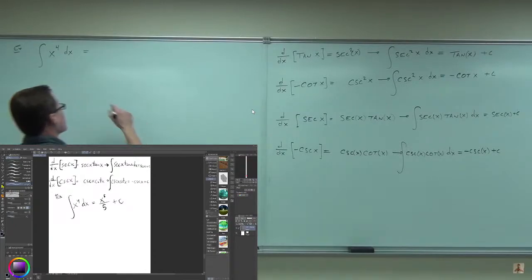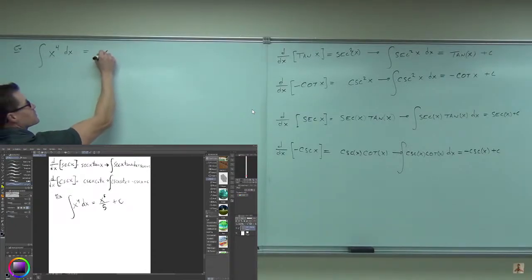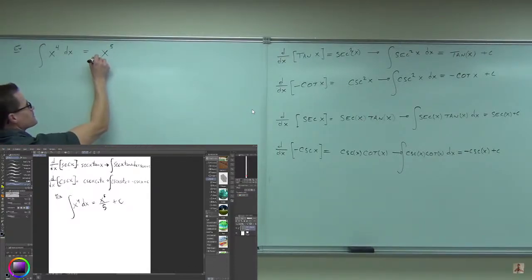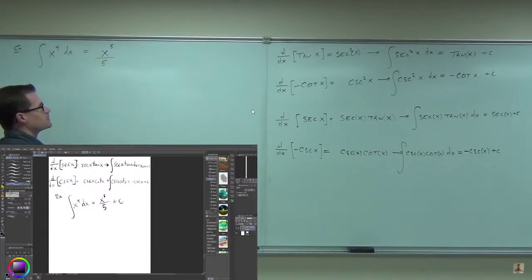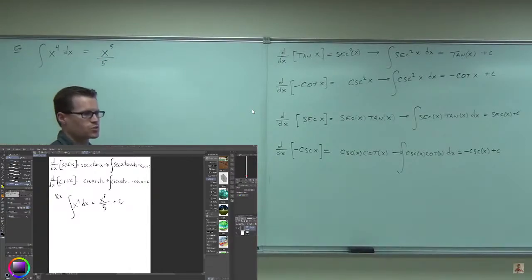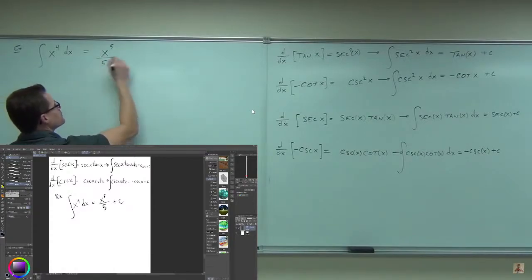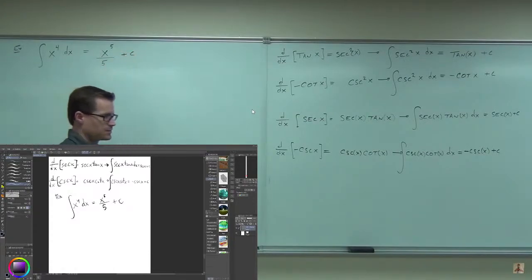So on our answer here, you're going to have x to the what? 5. Yes, that's right. You add 1. And then divide by what? 5. It can be written as 1/5 x. Sure. In fact, I think your book often writes it as 1/5 x. You know it's the same thing though, right? x to the 5th over 5 or 1/5 x, and then don't you forget that plus C.